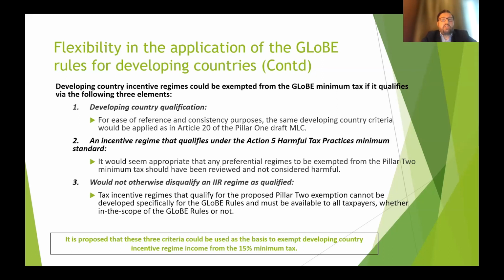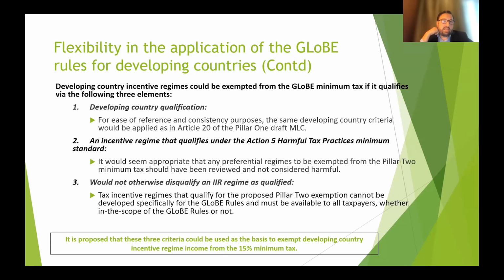The second, it should probably qualify as non-harmful under the Action 5 harmful tax practices minimum standard. It would seem appropriate that any preferential regime to be exempted from the Pillar 2 minimum tax should have been reviewed and not considered harmful. In this way, this second criterion could almost operate as a filtering mechanism to only select developing country regimes that are already reviewed and considered BEPS acceptable.